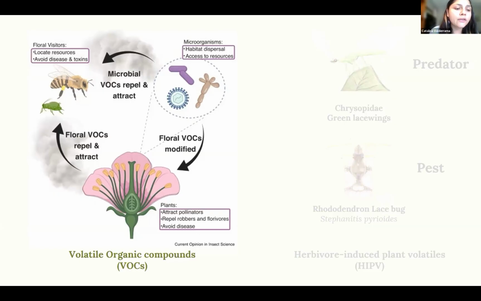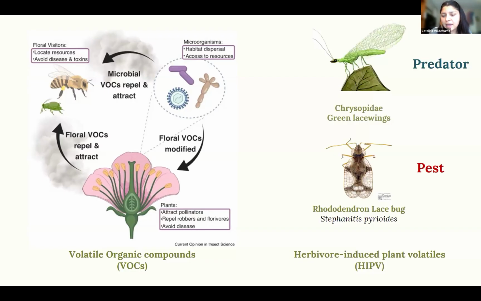That's one of the functions they have, but they are also good for microbial attraction, and they can repel them, as well as attract and repel different pests. And I have a specific example here. On the right side, I'm showing one example with one type of VOCs, called herbivore-induced plant volatiles.